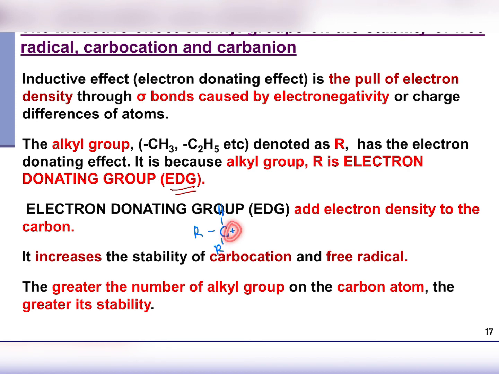So maksudnya dia kurang elektron. So bila kita donate elektron, alkyl group tu donate elektron towards carbon, so carbon happy lah. So that's why carbocation become more stable bila alkyl group tu donate elektron. Okay, the same goes for free radical.